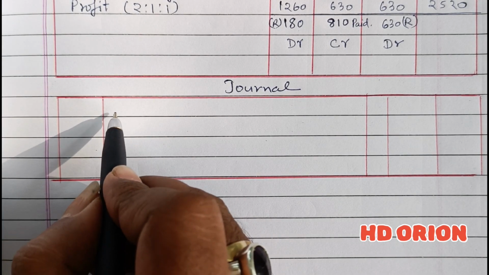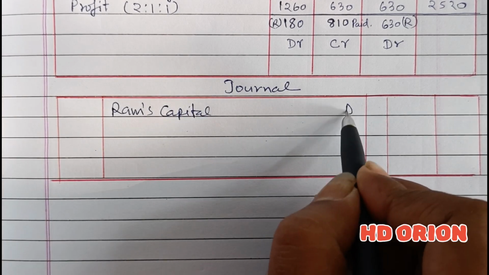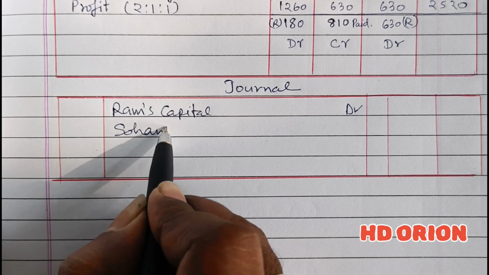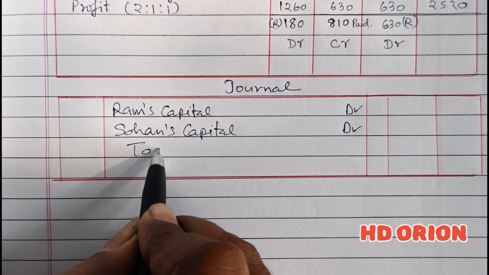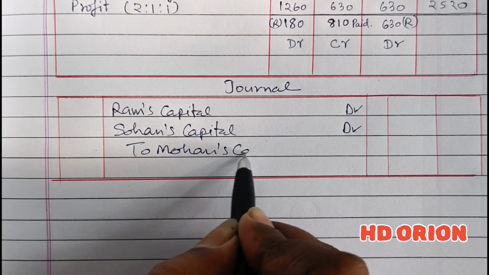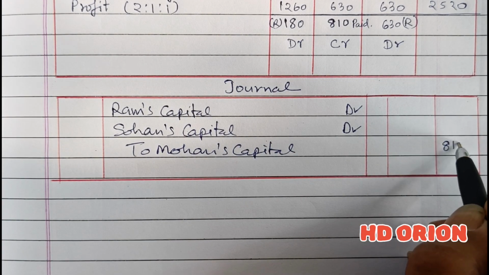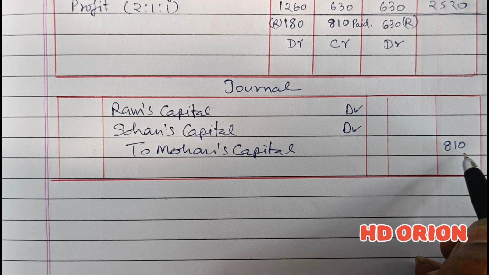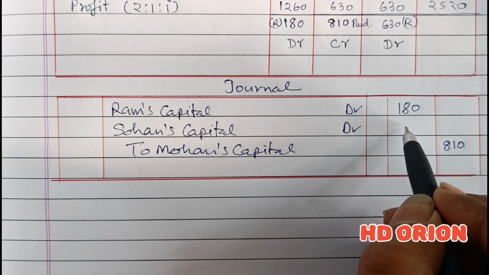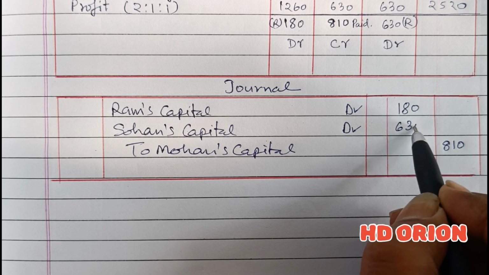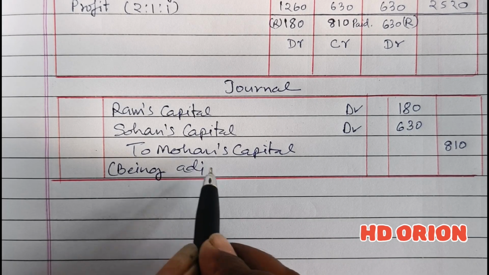So we will write in the journal, Ram's capital account debited, Sohan also debited, to Mohan. So Mohan's capital account was debited by rupees 810, so we will credit it back, and Ram has received rupees 180, so we will debit and cancel it, and Sohan has received rupees 630 as profit, so we will debit it, being adjustment entry passed.